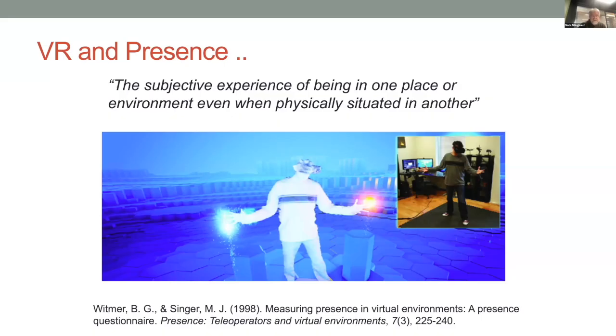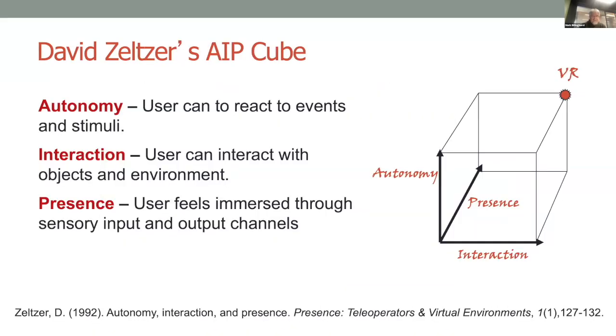And about 30 years ago, actually, David Zeltzer wrote this really interesting paper. He talked about how you can characterize interfaces in terms of their autonomy, their interaction, and their presence. So autonomy is the ability for you to react to things happening in the interface. Interaction is the ability for you to interact with the interface, and presence is the feeling that you're immersed inside of that. And he talked about having this cube.